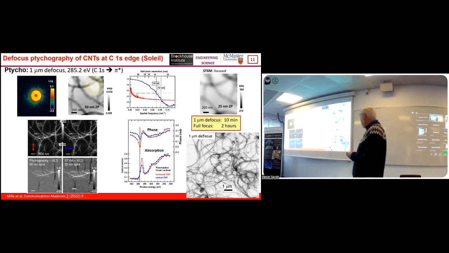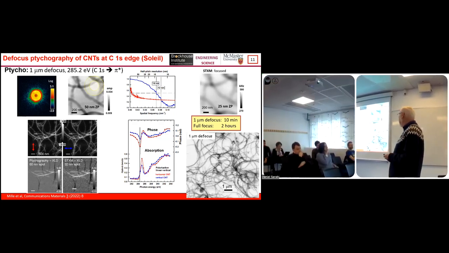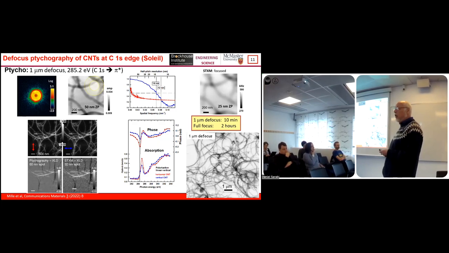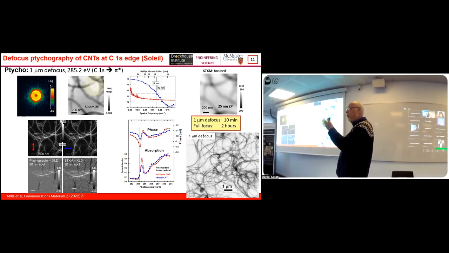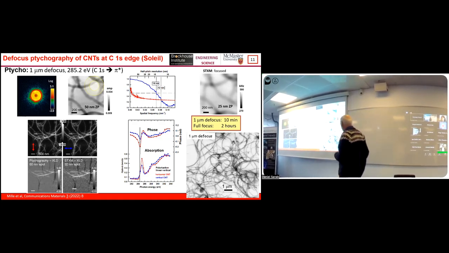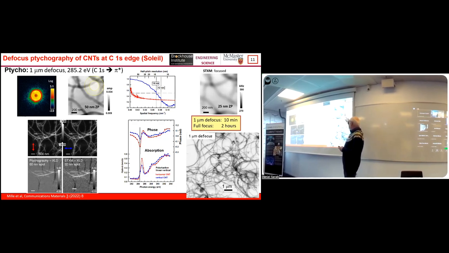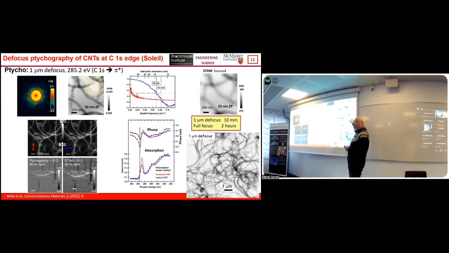One of the really nice things about using defocused beams for ptychography is that, of course, you don't need as many sampling points in order to build up the picture of the area you want to look at. So as a demonstration, we're looking here at a 10 by 10 micron field of view. And when we did this with one micron defocus, we could get the whole set of diffraction patterns in 10 minutes of acquisition.